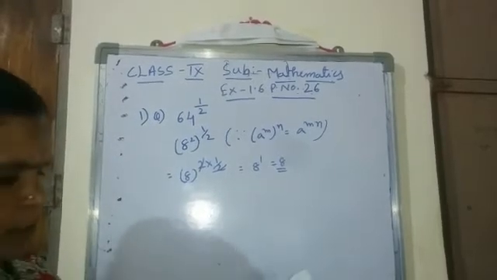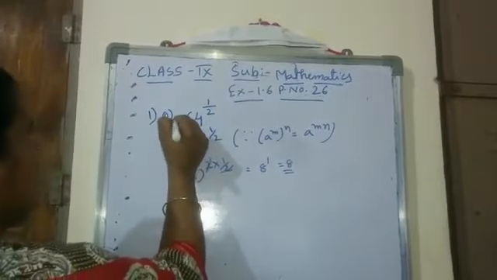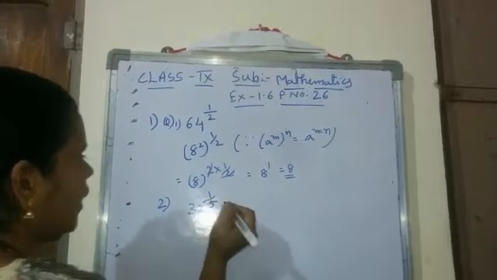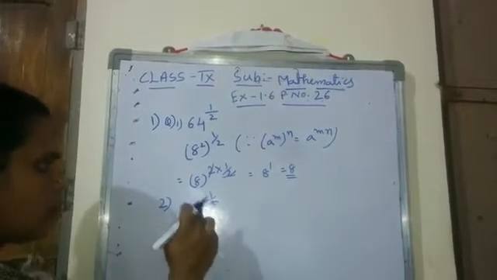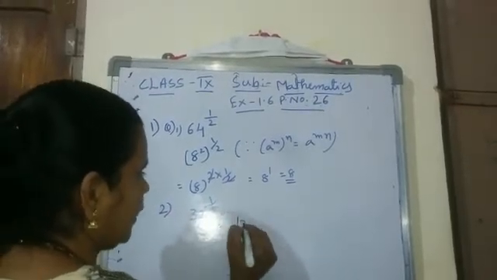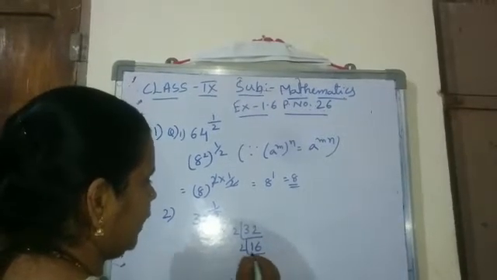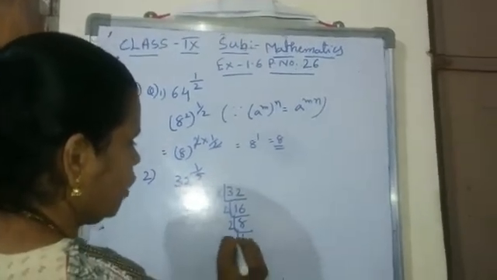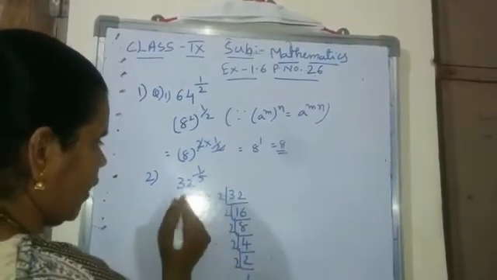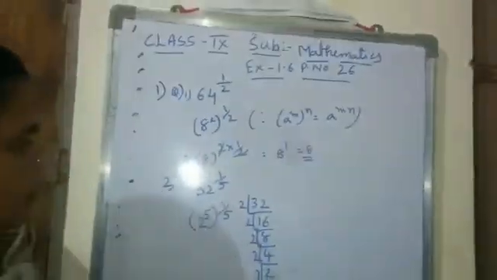Now see second question, children. 32 to the power of 1 by 5. So here 1 by 5 means fifth root of 32. 32 can be written as, take the prime factorization. So 2 16 times, 2 8 times, 2 4 times, 2 2 times, and then 2 1 time. 1 2 3 4 5. So 32 can be written as 2 power 5 whole power 1 by 5.